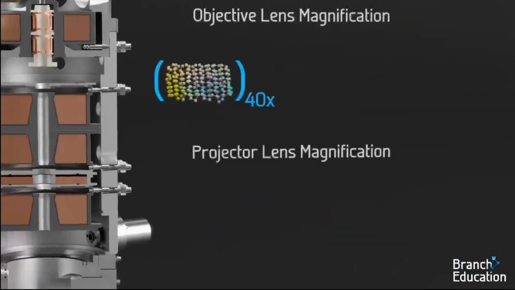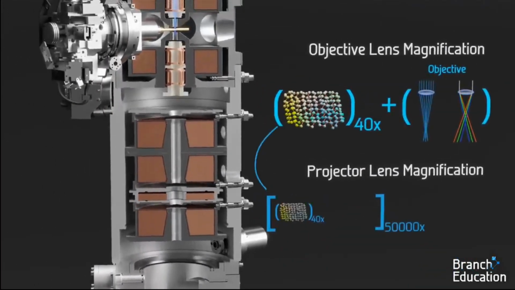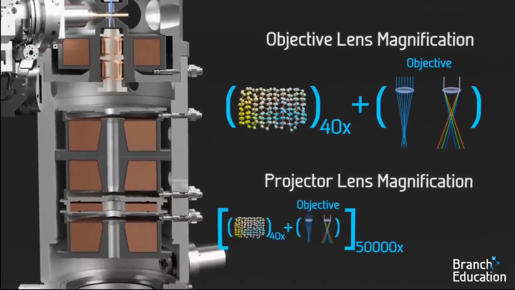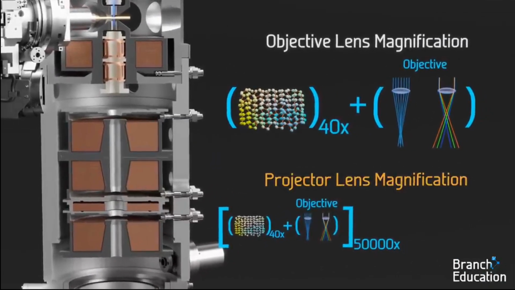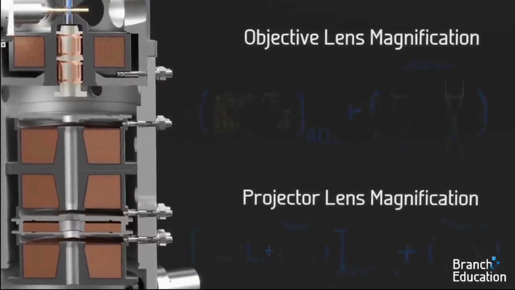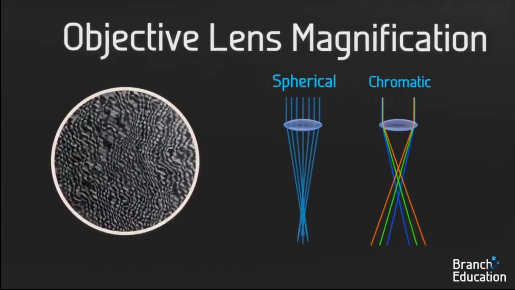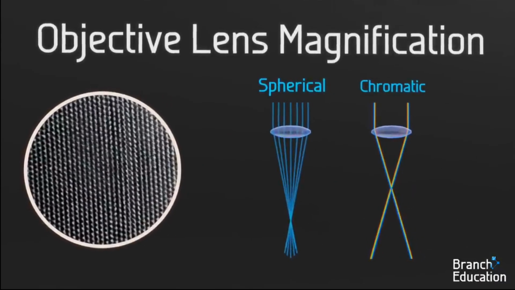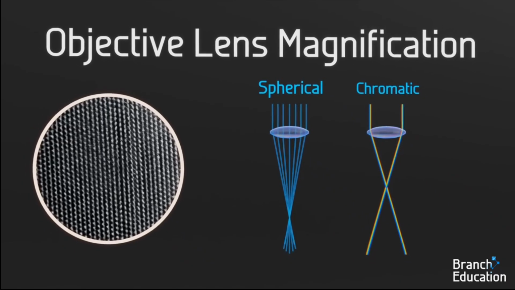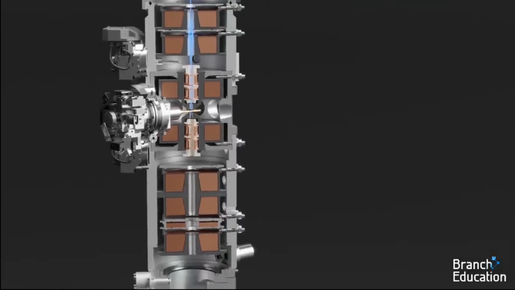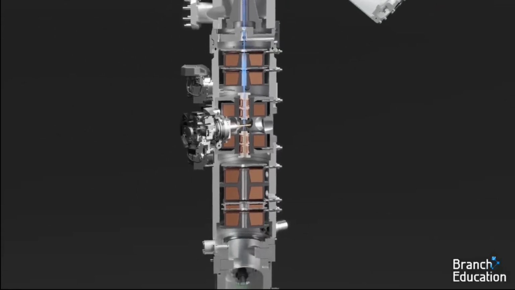The projector lenses magnify what has already been magnified by the objective lens, including the added aberrations, and this second magnification adds its own aberrations afterwards. Therefore, a considerable amount of science and engineering is dedicated to reducing the aberrations introduced by the objective lens, as that is what ultimately limits the sub-nanometer scale resolution of the microscope.